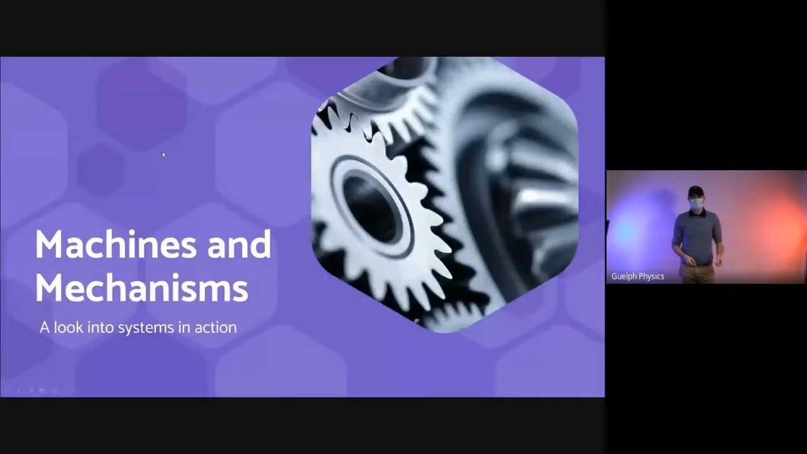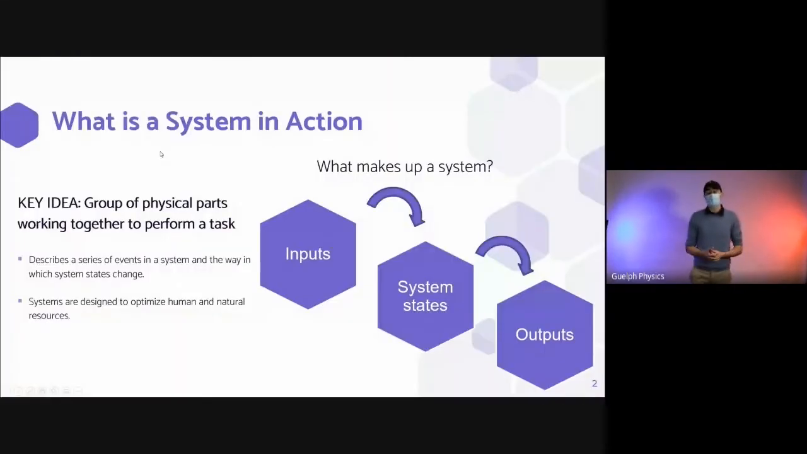So to start us off, the first thing we need to ask is, what is a system in action? Right there. Awesome. So as I said, we need to ask ourselves, what is a system in action? A system in action is a group of physical parts that work together to perform a task. Overall, it's the series of events in a system and how each system state changes.